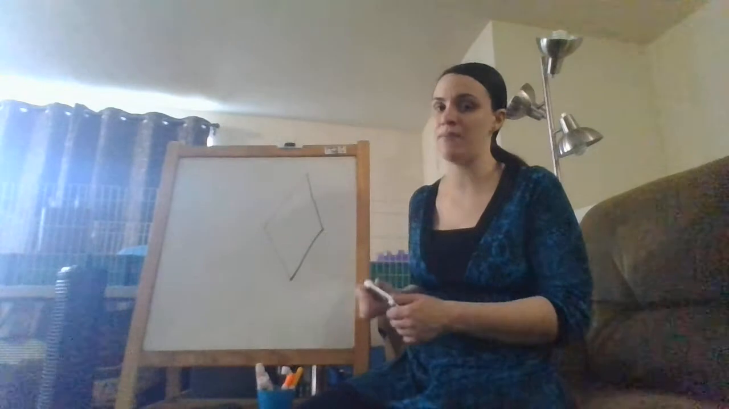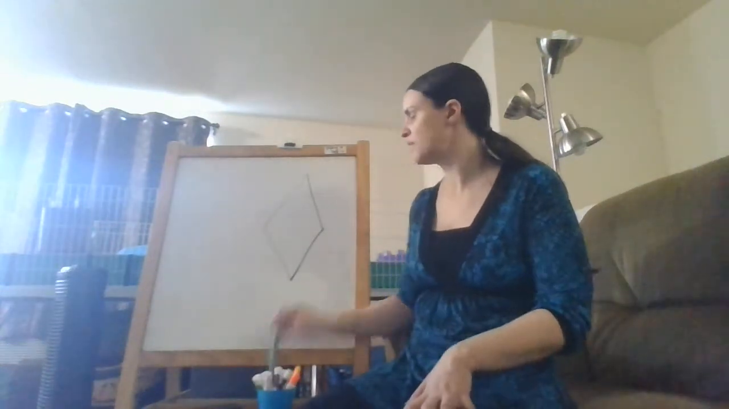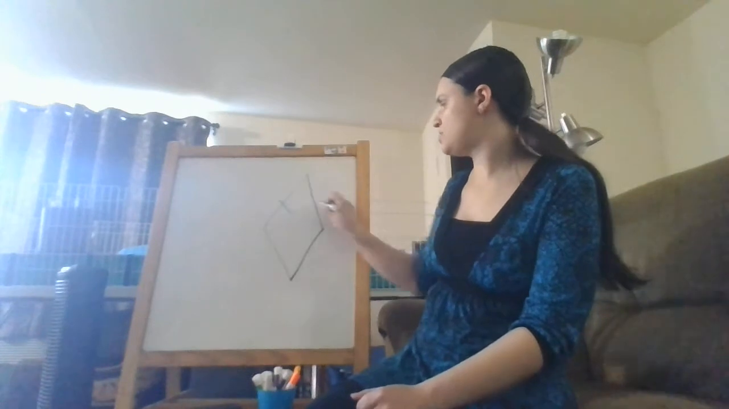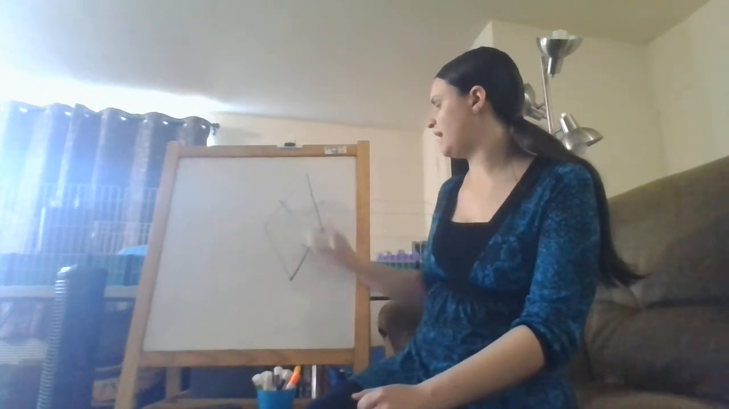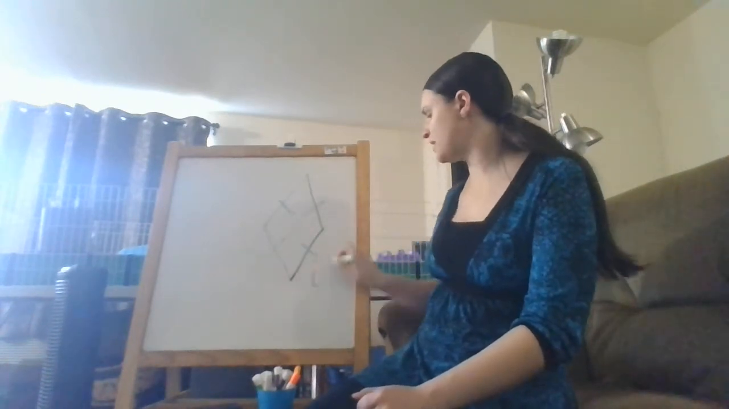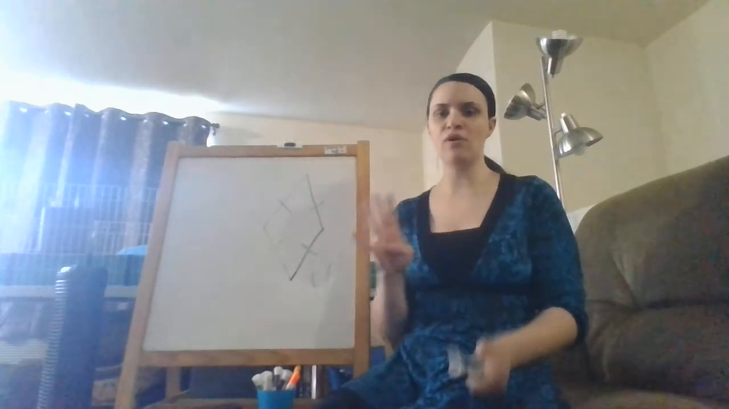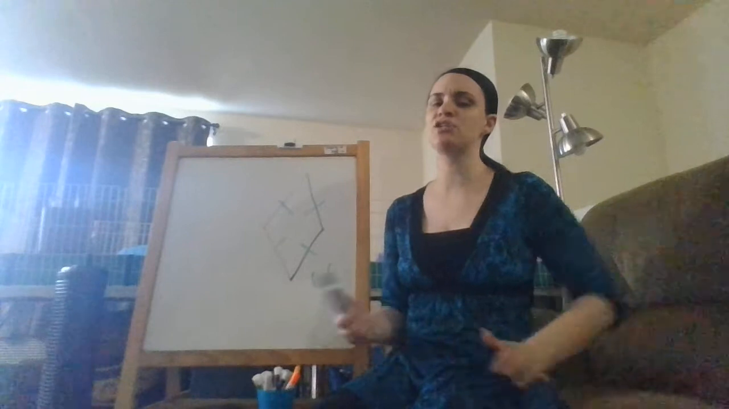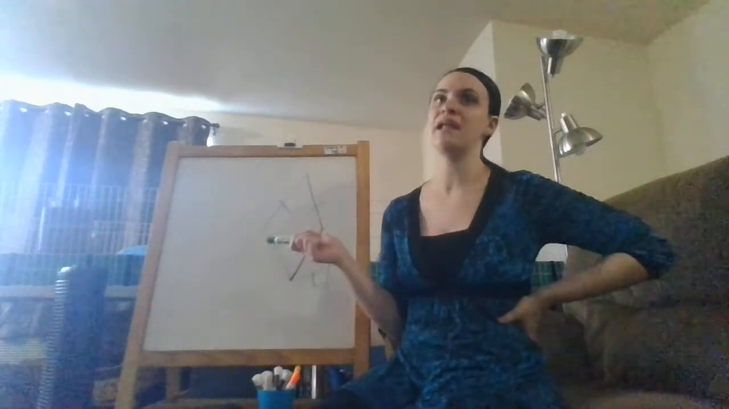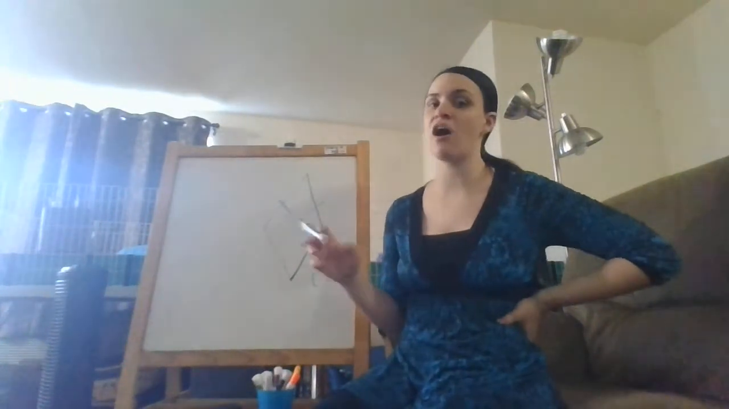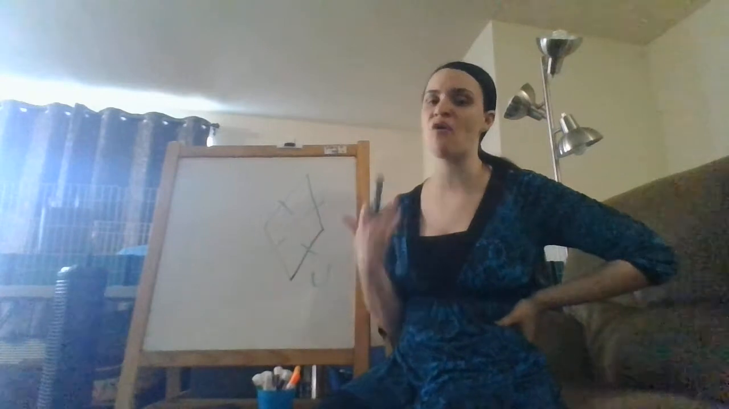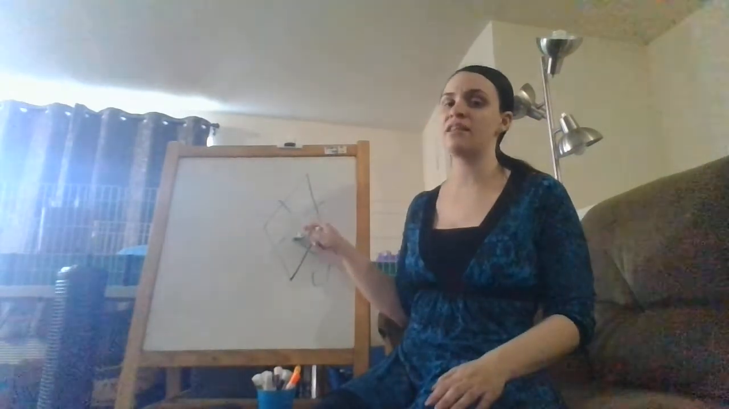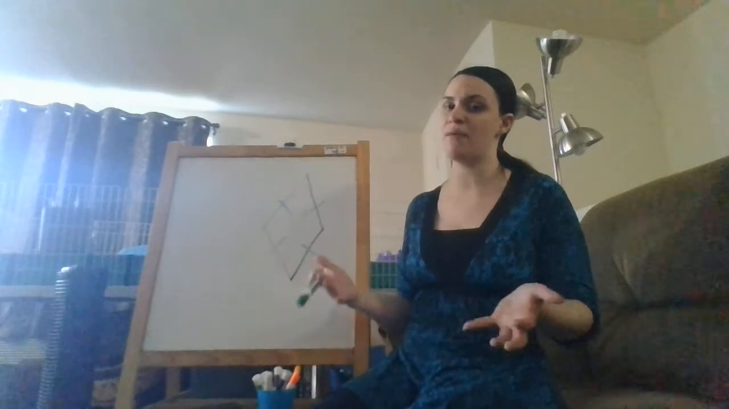Now we have to count how many straight sides our shape has, right? It has 1, 2, 3, 4 straight sides. Can we say 4 straight sides? Ready? 4 straight sides. And remember, our rhombus or diamond has to have all the sides the same. Can we say all the sides are the same? Ready? All the sides are the same. So that's what makes it a rhombus or diamond.